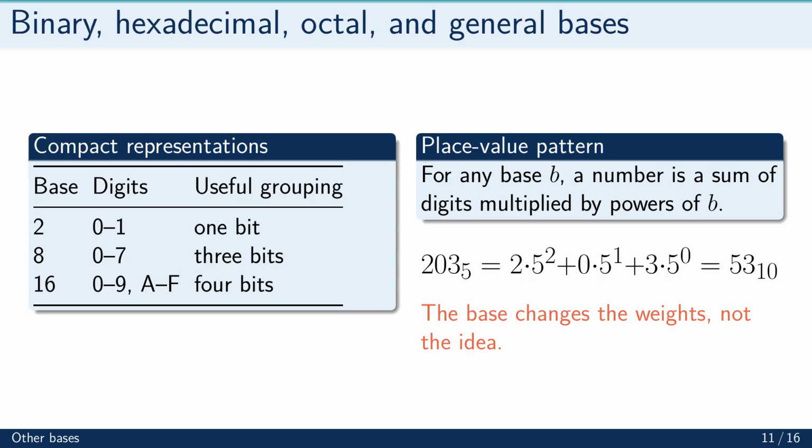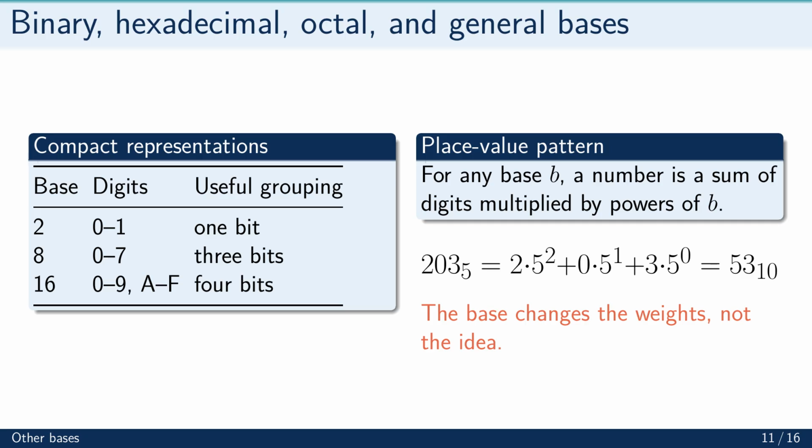Binary, hexadecimal, octal, and decimal are all examples of positional number systems. In a positional system, each digit is multiplied by a power of the base, and the products are added together. Base 2 uses powers of 2, base 8 uses powers of 8, base 10 uses powers of 10, and base 16 uses powers of 16.